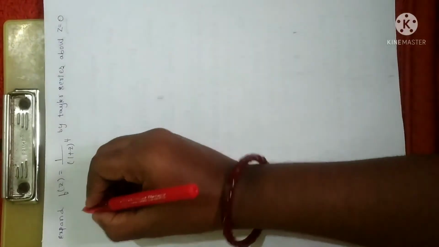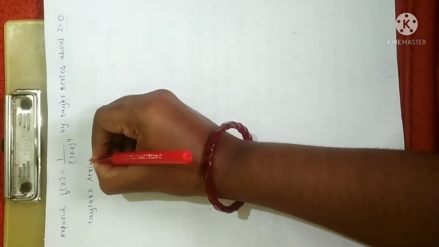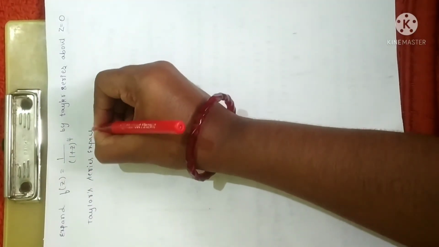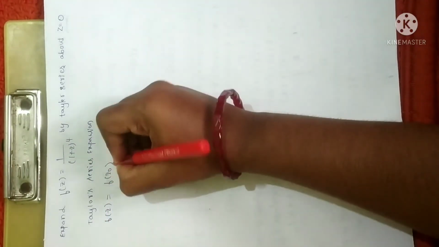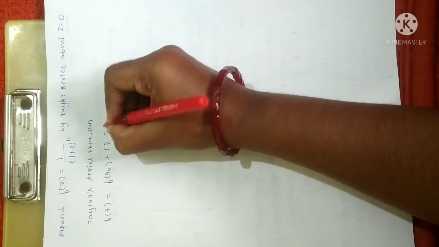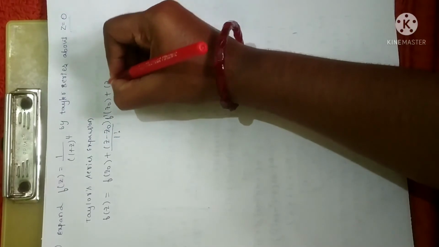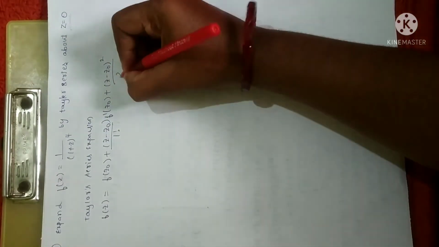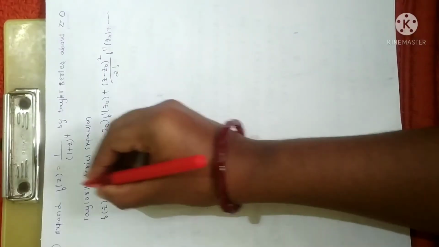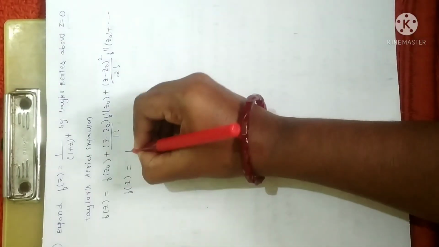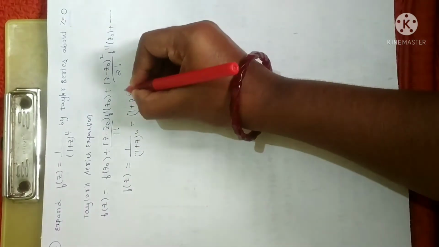You just write down the Taylor series expansion first. Taylor series expansion is given by f of z is equal to f of z naught plus (z minus z naught) divided by 1 factorial into f dash of z naught plus (z minus z naught) whole square divided by 2 factorial into f double dash of z naught plus so on. Next, let us consider the given function f of z as 1 divided by (1 plus z) power of 4. I can write this as (1 plus z) whole power of minus 4.